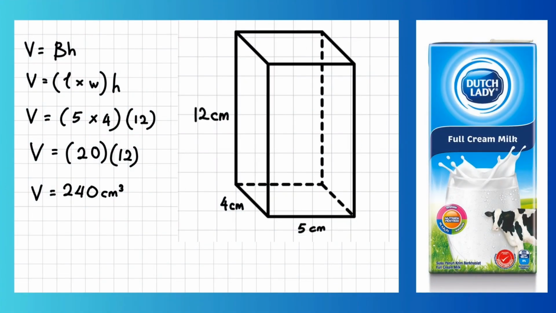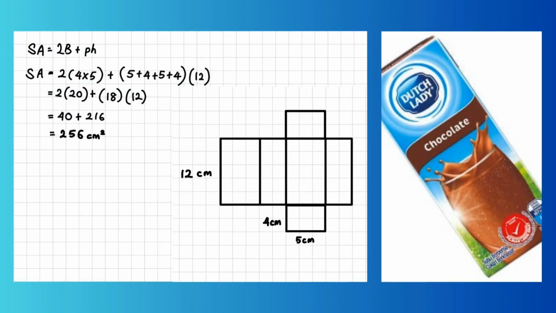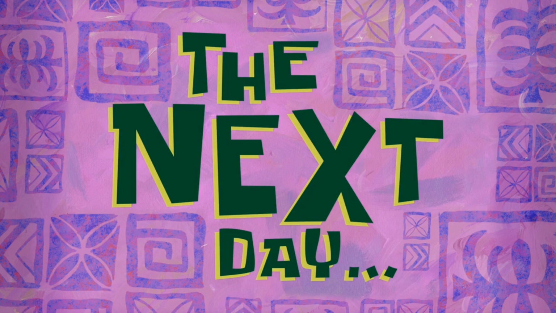Using the formula volume of rectangular prism, base times height, we can get the answer is 240 cubic centimeters. After that, to find the surface area of the rectangular prism, we can use the formula 2 base plus perimeter times height. And the answer we can get is 256 square centimeters.